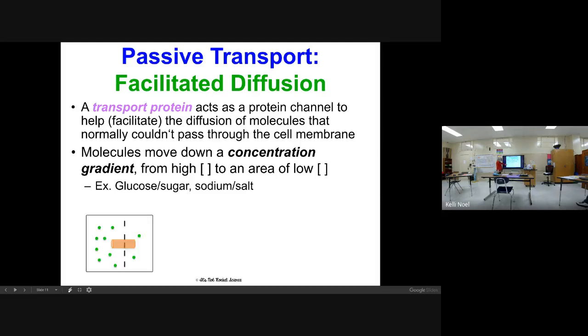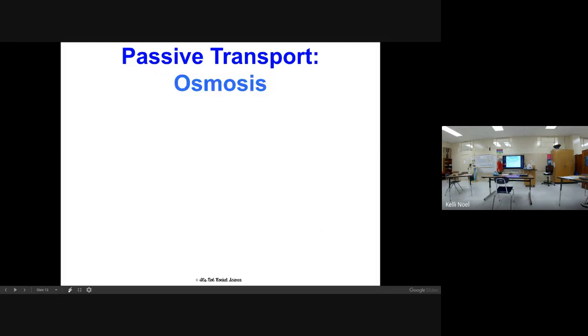So here's sort of an example. You have a membrane, and you have this protein here that has an opening. You still have a large number on one side. It wants to get through to the other side so that it is balanced out over time. Facilitated diffusion is the same as diffusion, no energy, but it has a molecule that will aid it.